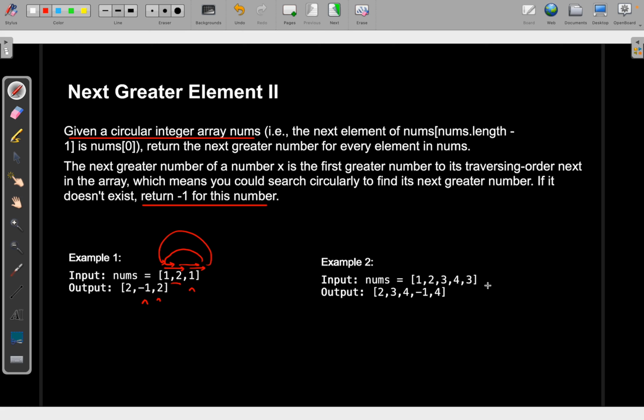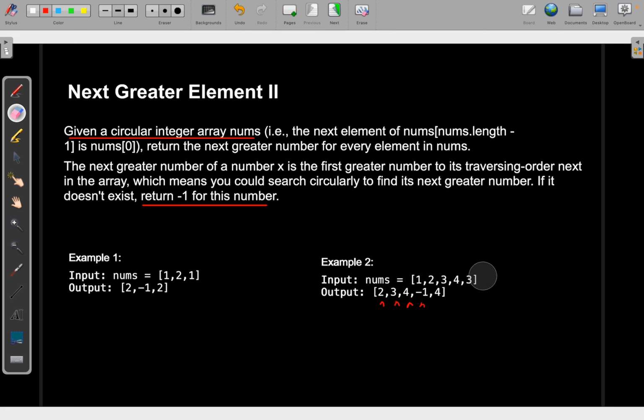Similarly, if I talk about this one, for 1, the next greater is 2, so that's why 2. For 2, the next greater is 3, so that's why 3. For 3, the next greater is 4, so that's why 4. But for 4, even if I do a circular rotation, I'm not able to find any number greater than 4. That's why -1. For the last 3, there is no greater number here, but if I do a complete circular rotation, I'm able to find the number 4 that is greater than 3. So that's how all these outputs come.